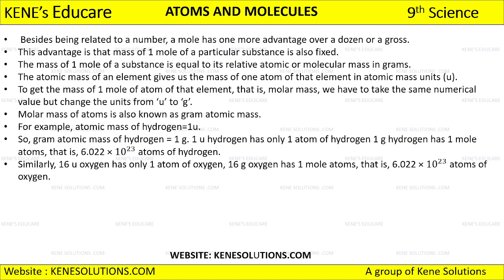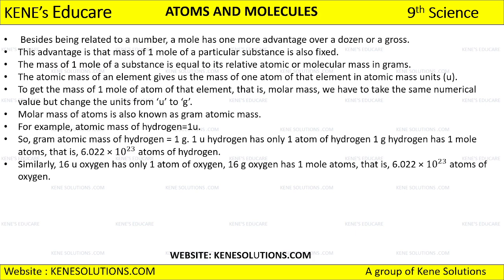Okay, so the atomic mass of an element gives us the mass of one atom of the element in atomic mass unit. If I have the atomic mass of an element, what is it going to give us? It is going to give us the mass of one atom of that element in atomic mass unit. So to get the mass of 1 mole of atoms of that element, that is the molar mass, we take the same numerical value, but the unit will change from u to g. Instead of atomic mass unit, it is going to change to gram atomic mass.